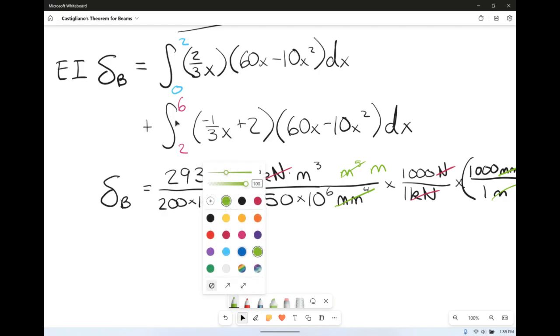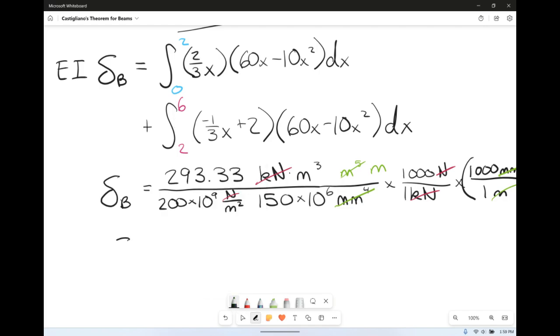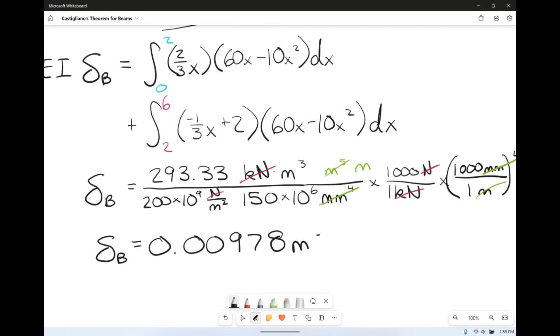So we're going to get the deflection at B is equal to 0.00978 meters. And that's kind of a ridiculous number, so let's talk about something less ridiculous: 9.78 millimeters. And that's how you solve slope and deflection using Castigliano's theorem.